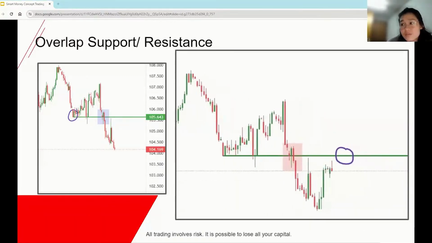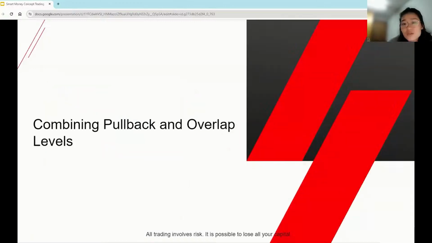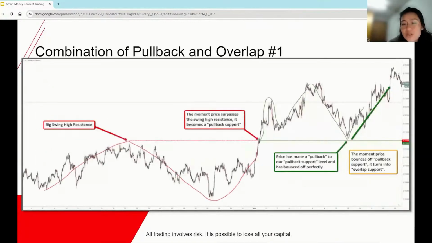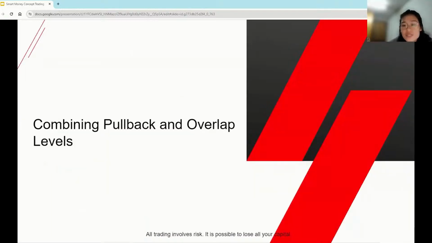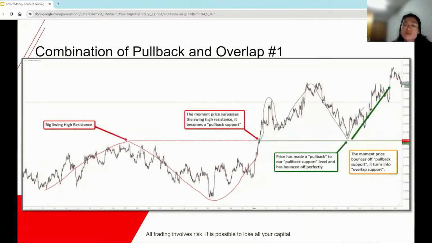Okay, so now let's combine both of these levels so that we have really strong resistance and support levels, which can also be used as your entry levels, take profit levels, so on and so forth. Okay, so in this example, we have a big swing high resistance level. Price surpasses this level and becomes a pullback support, where we expect price to pull back or retrace to this level, and it bounced off of it perfectly over here.